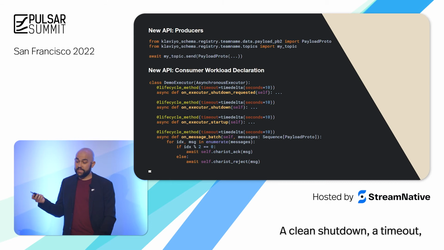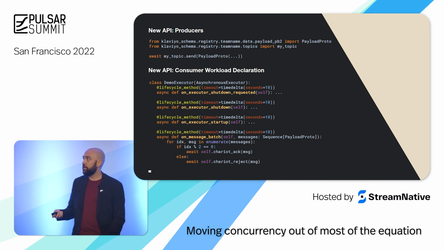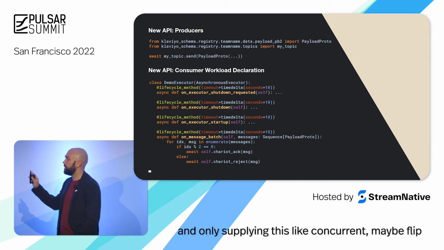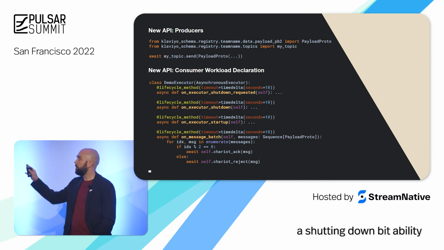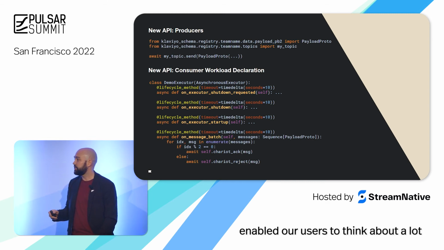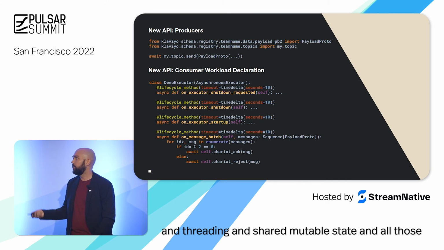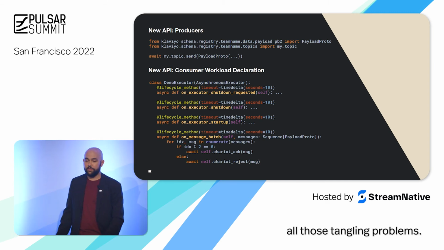A clean shutdown, a timeout, a signal received, an unhandled error, et cetera. Moving concurrency out of most of the equation and only supplying this concurrent, maybe flip a shutting down bit ability for when something goes wrong or the lights are about to go out, enabled our users to think a lot less in terms of race conditions and threading and shared mutable state and all those tangling problems.